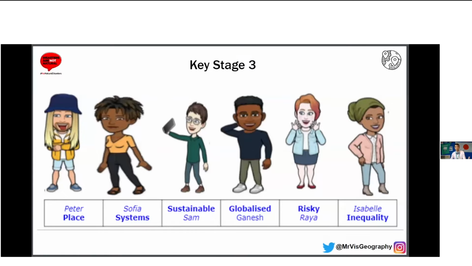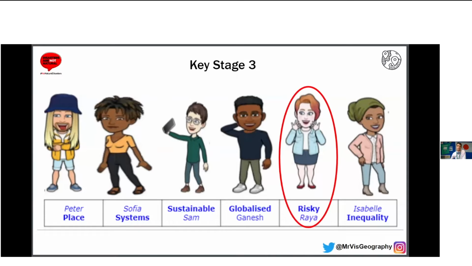And so we've broken our geography down into 6 key concepts, which we've illustrated with people to make it a little bit easier for students to remember. So we've got place, systems, sustainability, globalization, risk, and inequality. And obviously, it won't surprise you that I'll be talking about the risk aspect of our course, which we teach across every year. They do a topic per character.